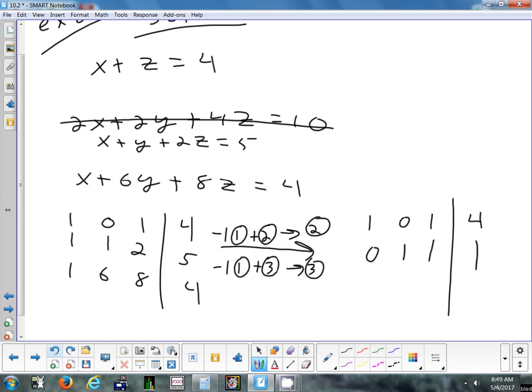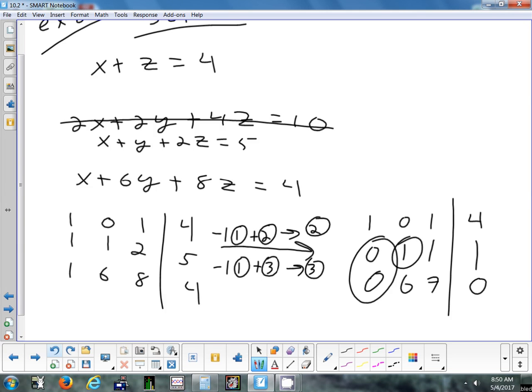Now we do the same thing again. 1 times negative 1 plus 1. 0 times negative 1 plus 6. 1 times negative 1 plus 8. 4 times negative 1 plus 4. 0. Great, we got a 0 here, but that doesn't mean anything. We don't really care about that. What we care about is right there. And same bonus right there, we got a 1 already. So we don't have to play any games where we try to get a 1 there.